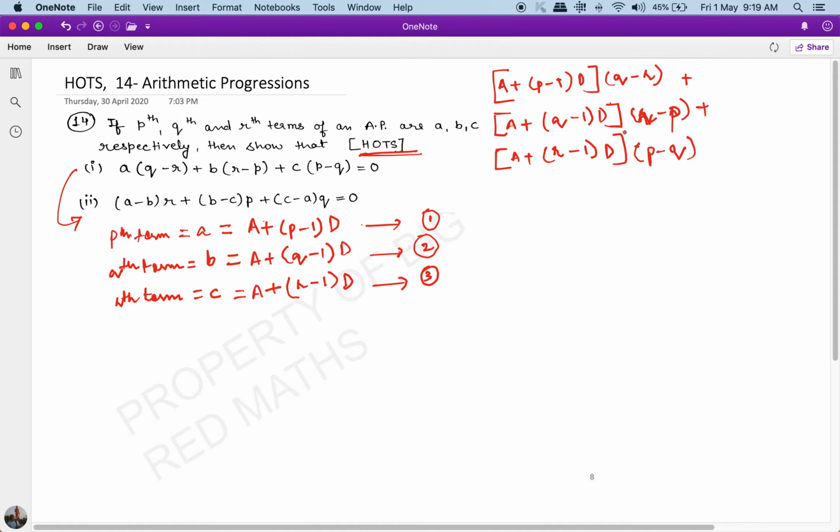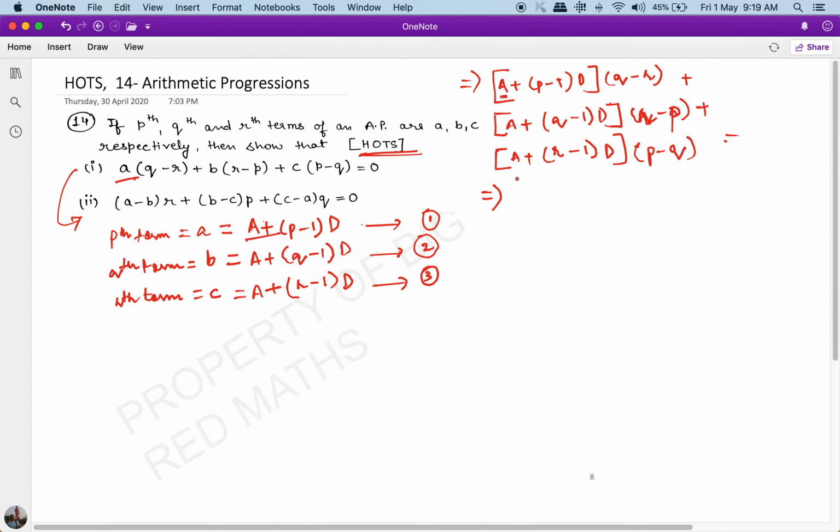Now this is the equation that we have to solve, and we should eventually get a 0. Now remember that we don't know what the value of capital A and capital D is. We do not know the first term and the common difference. And if using this I have to prove that the value of this whole thing is equal to 0, then remember these terms should cancel amongst themselves. Okay, so in this step I replaced A from here with A from here.